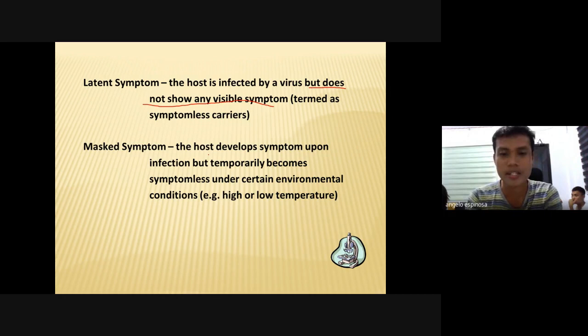Meaning, this host develops only the symptoms upon infection. So, bago siya na-infected by a virus, there's already a host developed in the plant. Kaya na-infect siya or mas lalo siyang na-infected by a virus. Okay, so bago siya na-infect ng virus, nagkaroon muna ng host develops in the plant. So that is a mask symptoms. So pag tumatagal, nagkakaroon siya ng symptomless if nagkakaroon ng undetermined temperature or condition.